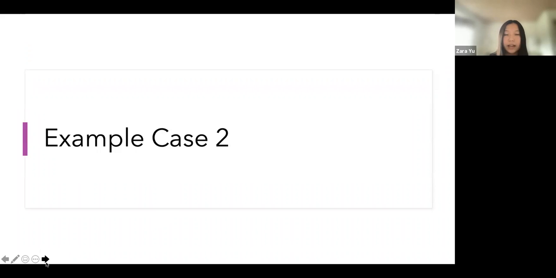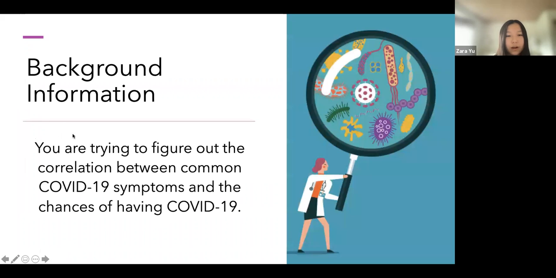Now that you've got an idea on how to do this, my background information I took from my own personal research project. What I did was figure out the correlation between common COVID-19 symptoms and the chances of having COVID-19. You don't actually have to complete this research project because it would take a long time, but I want you to go through some of the steps of data analysis to see if you can figure out what exactly you would have to look up.